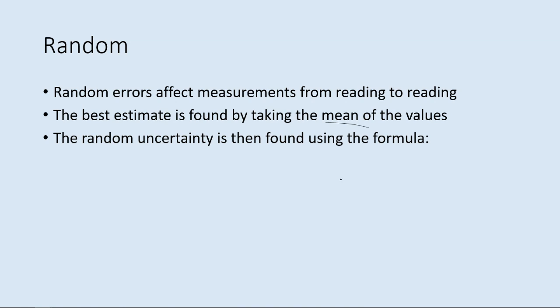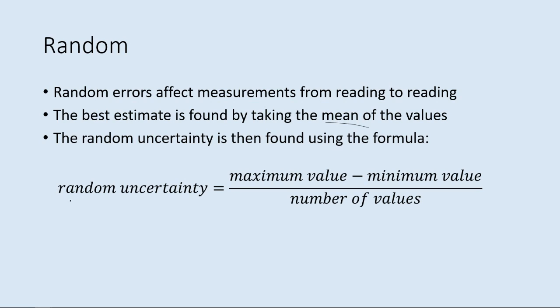We then find the random uncertainty using a formula that states that the random uncertainty is equal to the maximum value that you've recorded, take away the minimum value that you've recorded, divided by the number of values that you've recorded. It's often written as delta R equals R max take away R min, divided by N. R max is our maximum value, R min is our minimum value, and N is our number of values.